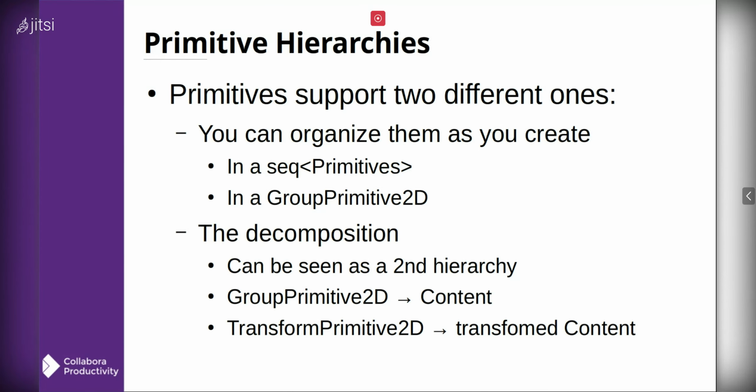So the decomposition again can be seen as a second hierarchy. You can see it as a two-dimensional construct if you want. And so, as I said, a group primitive just decomposes to its content. The transform primitive, for example, embeds the content to add transformations, so you can show the same content transformed in different forms, as I explained with the shadow.